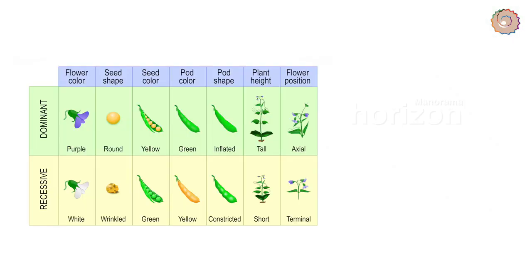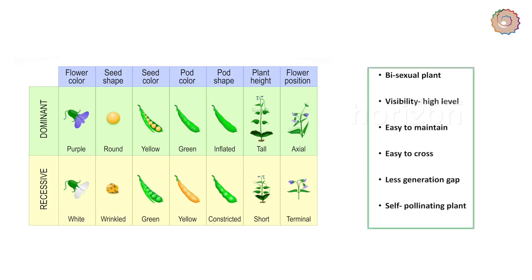Mendel started an experiment blending his knowledge in science and mathematics on pea plants. The main reasons for choosing pea plants for his experiment were: the flowers of pea plants are bisexual, characteristics are easily visible, the plants are easy to maintain, and pea plants are also easy to cross.